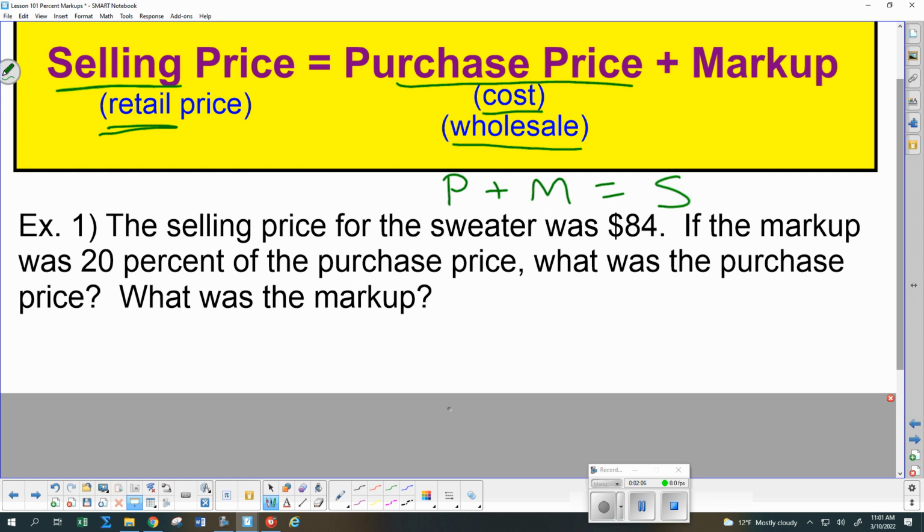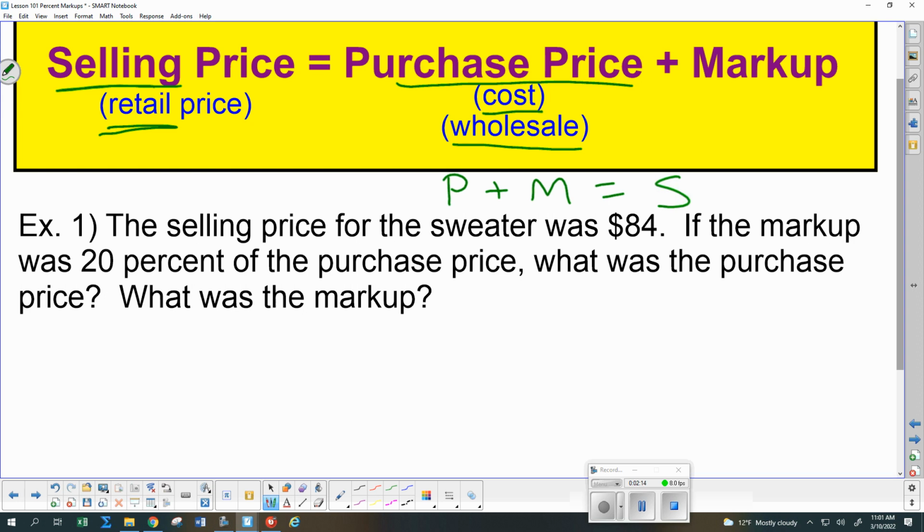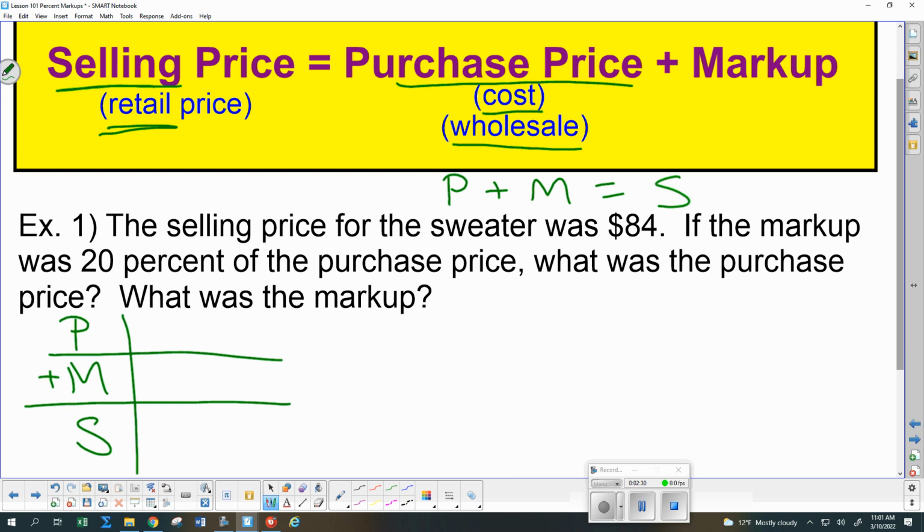So you may be remembering seeing some of these last year. I usually do these with a ratio box, but I'll try to model at least some of these a couple of ways you could look at it. So we're going to have a row for P plus M, which is always going to be the selling price. Now, what is tricky is you have to find the word of. The markup could be a percent of what the store owner had to pay, or it could be a percent of what the buyer is going to have to turn around and pay.